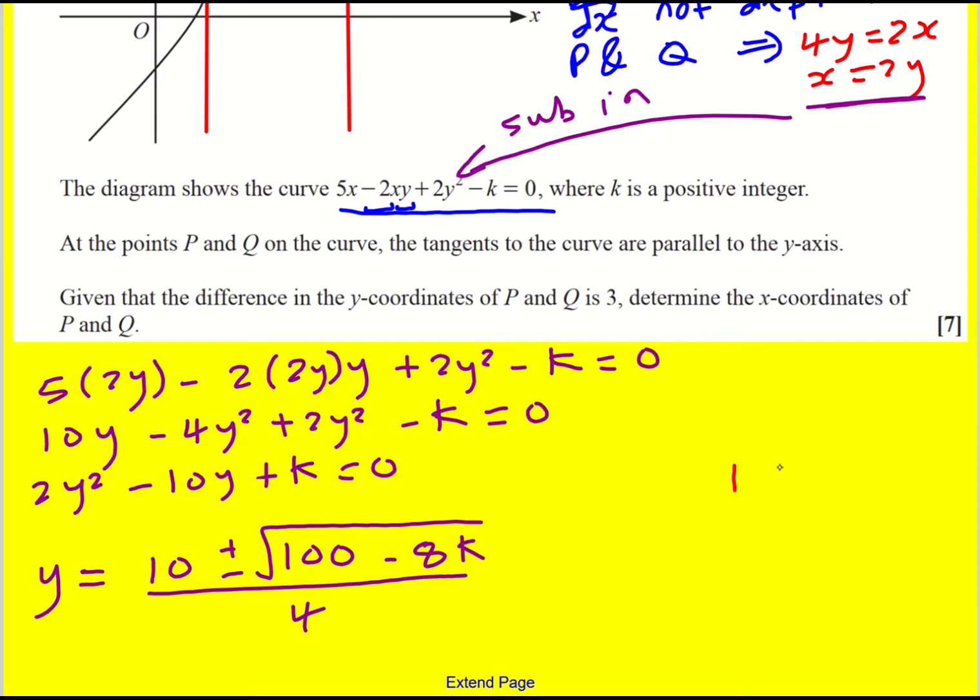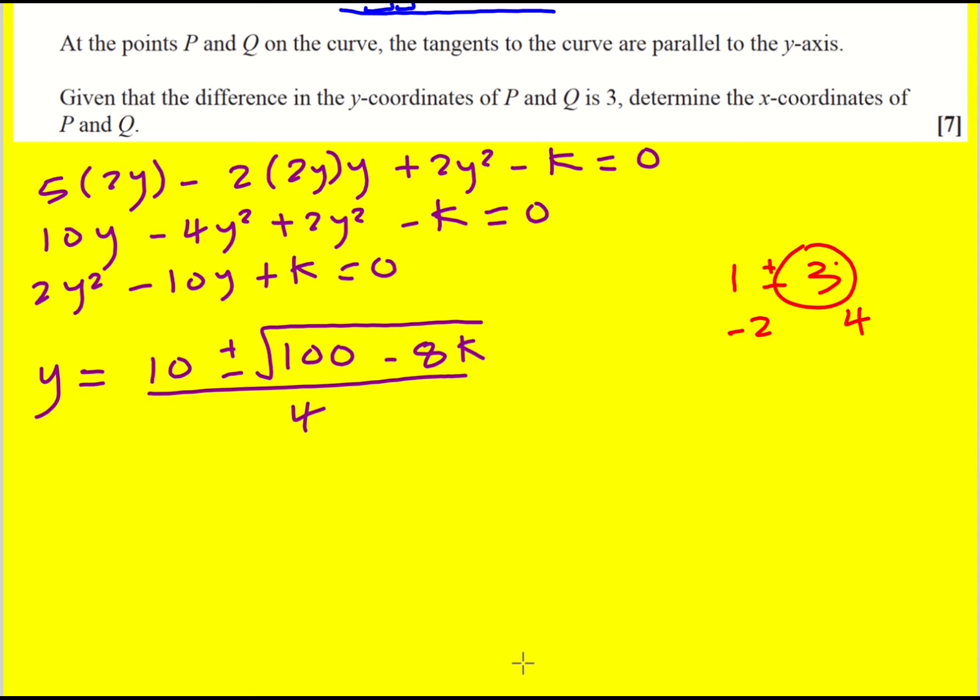If I had 1 plus or minus 3, then I could work out that the answers are minus 2 and 4, so the difference is 6. Or I could see, you know what, I'm adding 3 to 1 and I'm minusing 3 from 1, so the difference is going to be 6 because I just need to double that 3. And the same goes here.